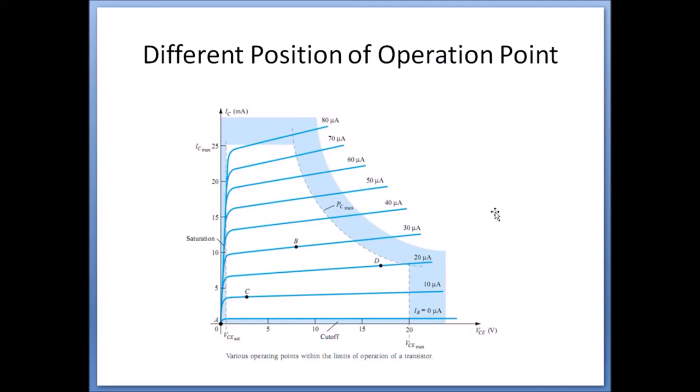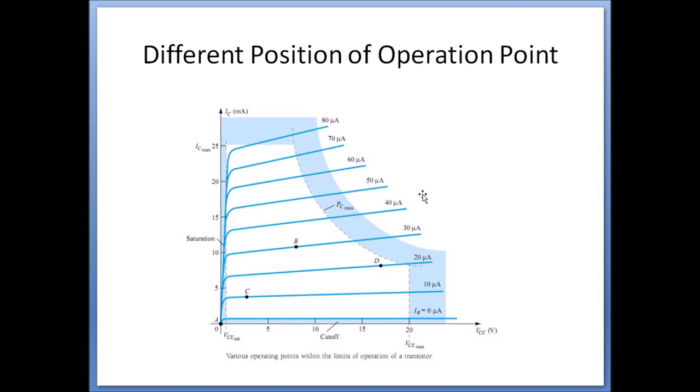Now depending on the value of IB current, the location of the operating point will be different, of course. Now when you draw the straight line connecting IC max and VCE max, then definitely we will get different operating points. Now here we have shown a few operating points: operating point at A position, operating point at B position, operating point at C position, and operating point at D position.